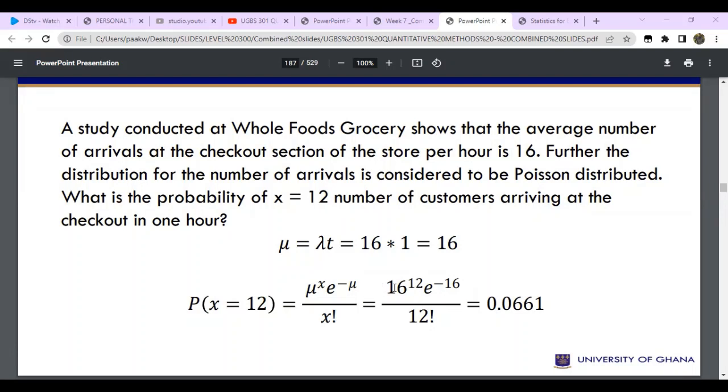So as I said, the mu is what? 16, multiplying lambda by time, raised to the power X. X here is 12. You get it? Times e.